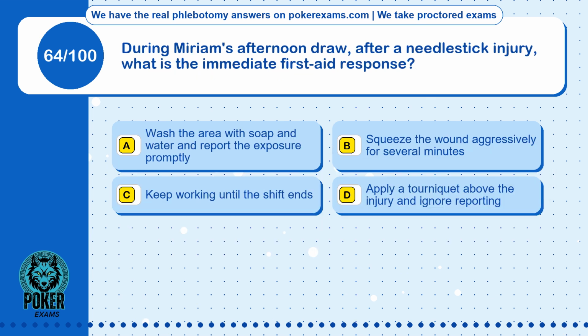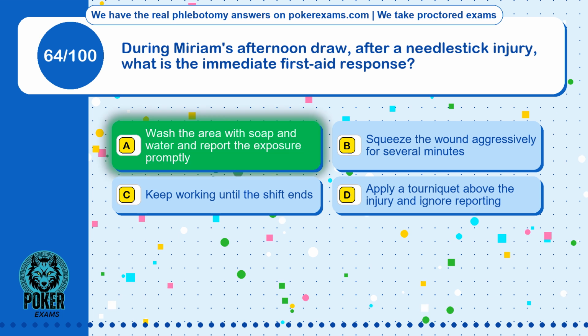Question 64. During Miriam's afternoon draw, after a needle stick injury, what is the immediate first aid response? Option A. Wash the area with soap and water and report the exposure promptly. Option B. Squeeze the wound aggressively for several minutes. Option C. Keep working until the shift ends. Option D. Apply a tourniquet above the injury and ignore reporting.